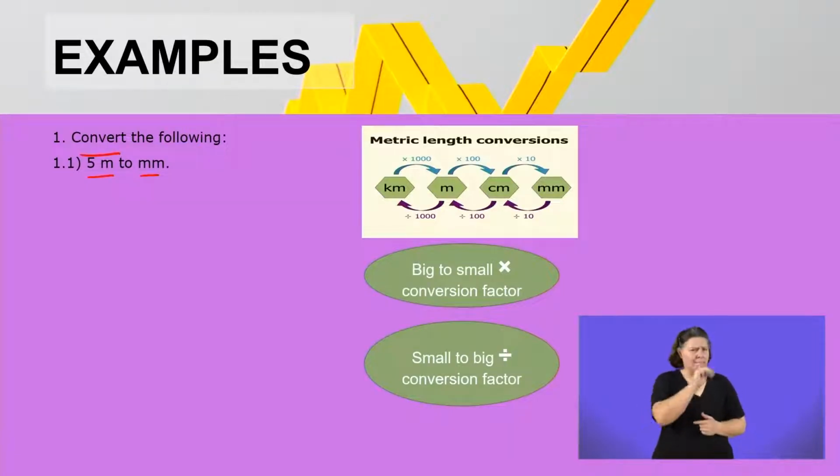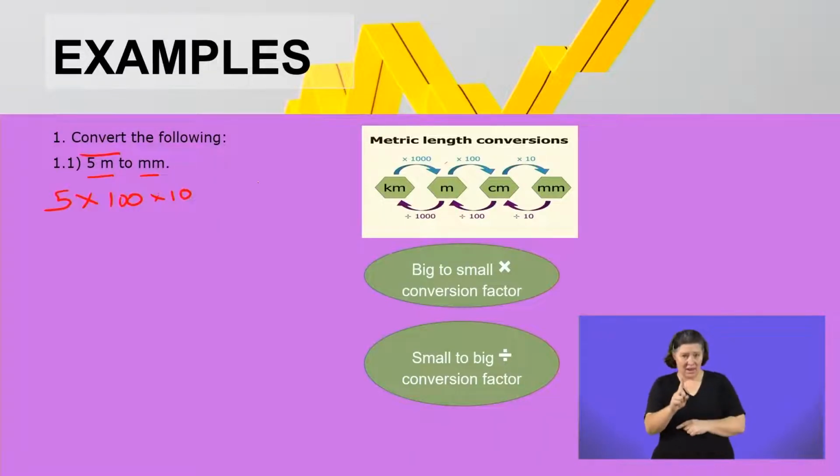So first question: is meters bigger or smaller than millimeters? We said it's bigger. So what will need to happen now? I have to multiply. So I can multiply by 100 and then by 10. So that can be the first one. I'll say 5 multiplied by 100 multiplied by 10. Or if you look at this as well, I can also say 5 times 1,000. How did I get to 1,000?